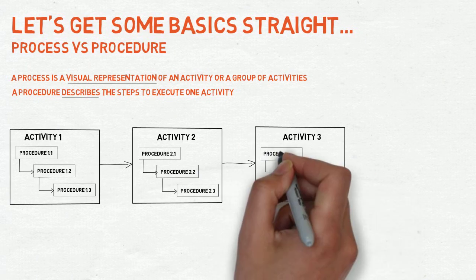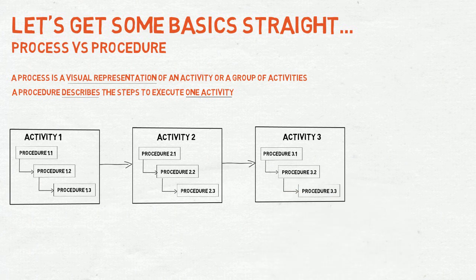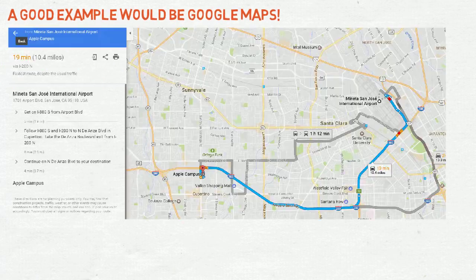Also, notice how the arrows go in one direction. With process documentation, it is always a good idea to have your arrows flow in one direction only so it's clear for those who are following it. To help you further understand the difference between process and procedure, let's use an example. Google Maps. Let's say you want to get to point B from point A.